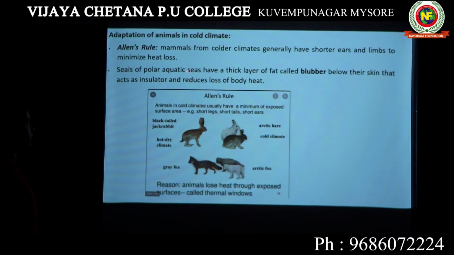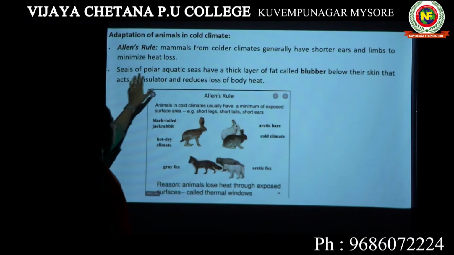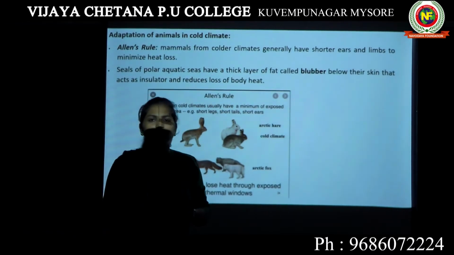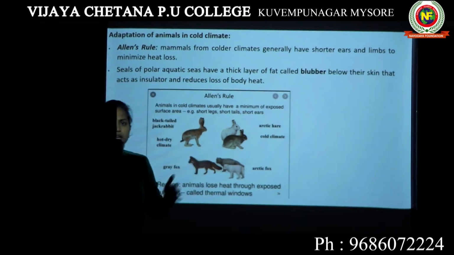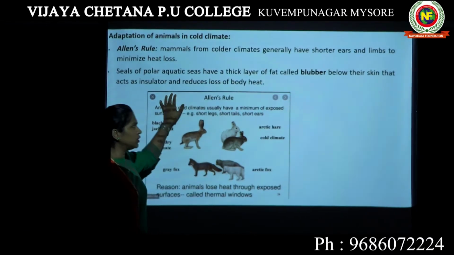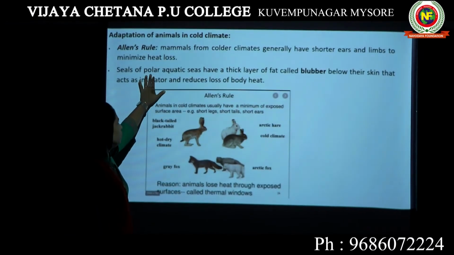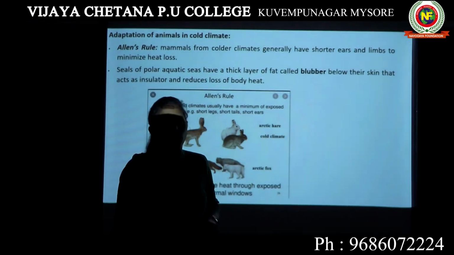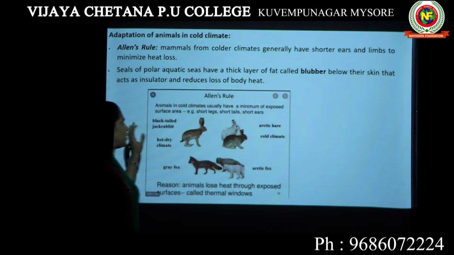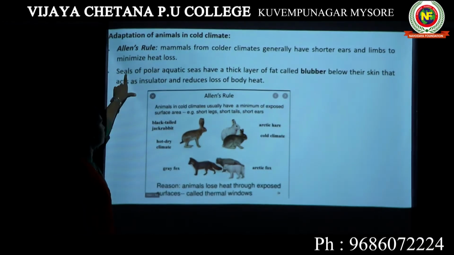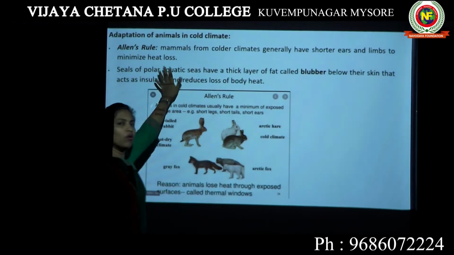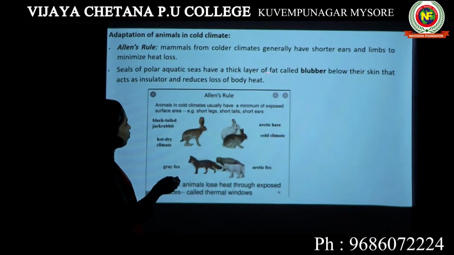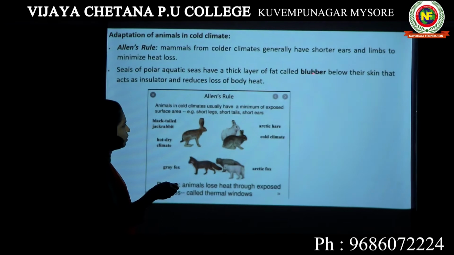What is their modification? When we say polar aquatic sea, that means the sea which is present in the polar region of our earth. Now you all know that in the polar region the climate is very cold, right? So the seals which live in this particular cold sea have a thick layer of fat called blubber below their skin.